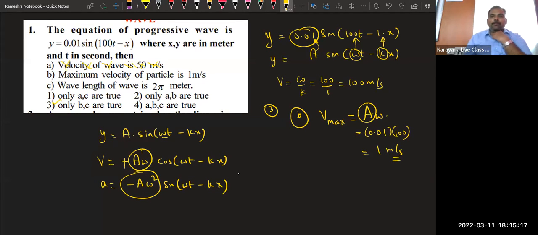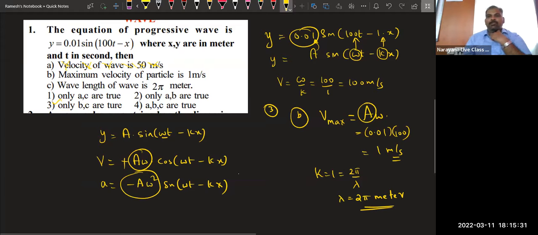Wavelength is asked. K value how much? 1, na? 1 means what? 2 pi by lambda. Lambda value how much here? 2 pi meter. Clear? So as you told, 3 is the perfect answer for this question.